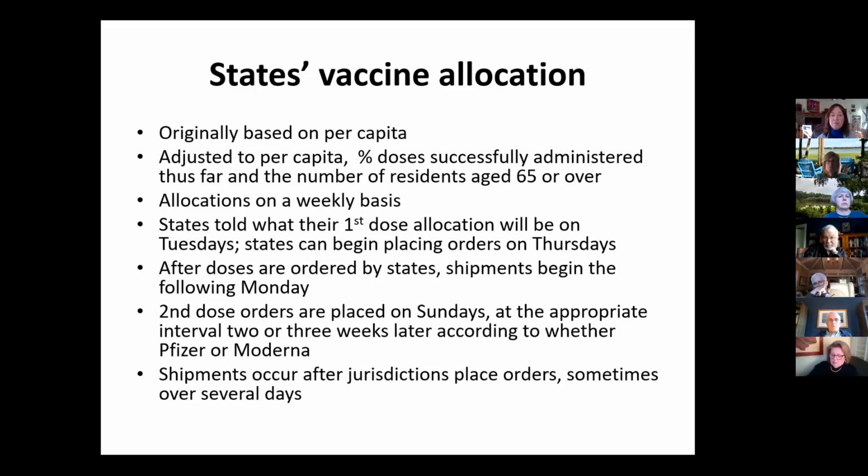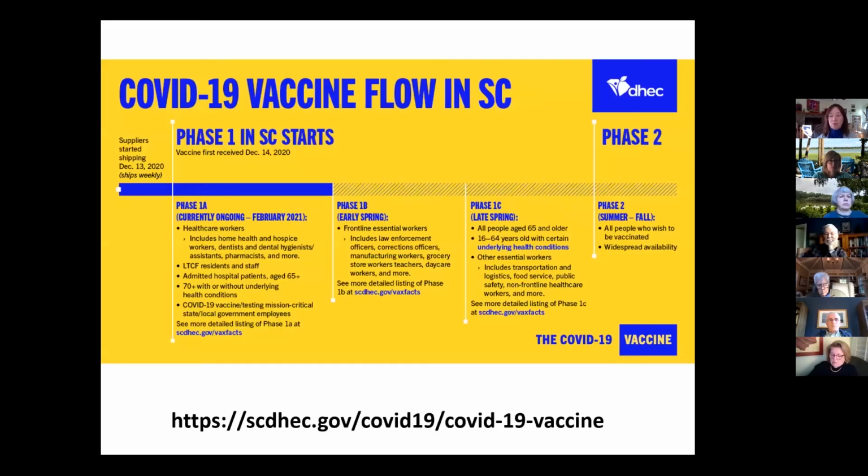Because remember, it's not just how much vaccine is made. They have to do quality assurance. They have to do testing on a sample of vaccine just to make sure that there was not any error made during vaccine manufacture. So the shipments occur after the jurisdictions place orders. Sometimes it's over several days. So, there are a number of issues still with rollout that are purely logistic issues.